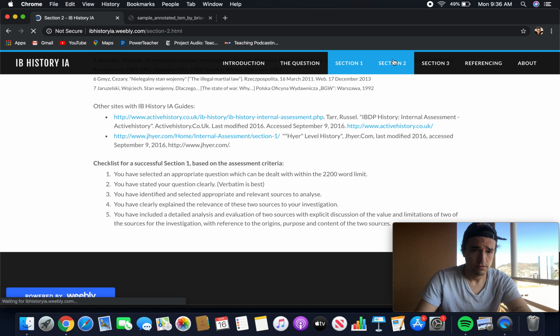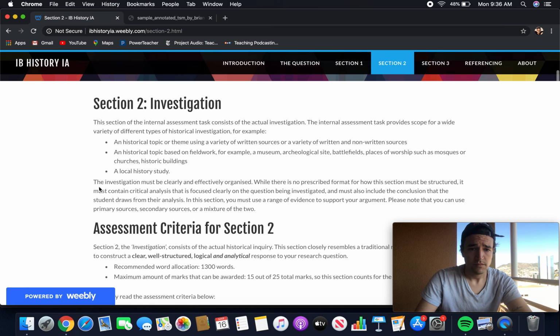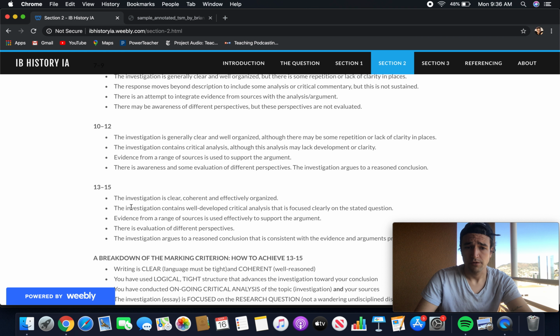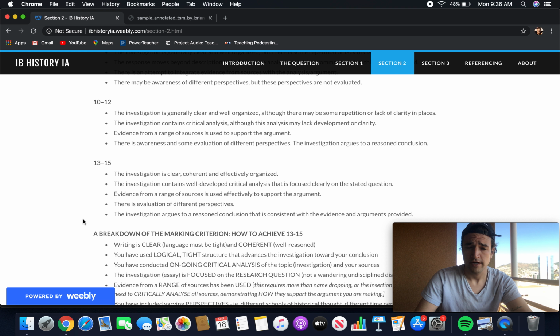Section 2, the investigation itself. Here you'll find the rubric. You should be familiar with the rubric. It's the same exact rubric that your rough drafts were graded against.